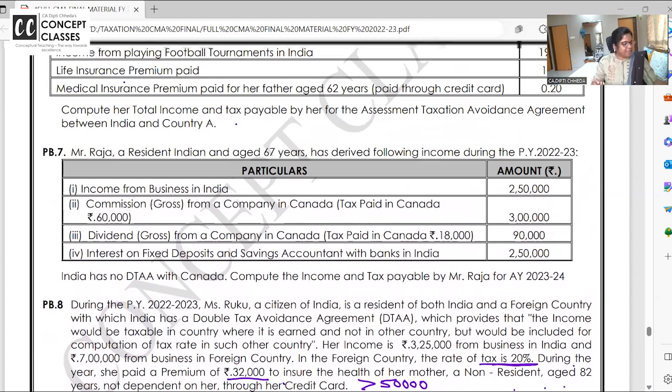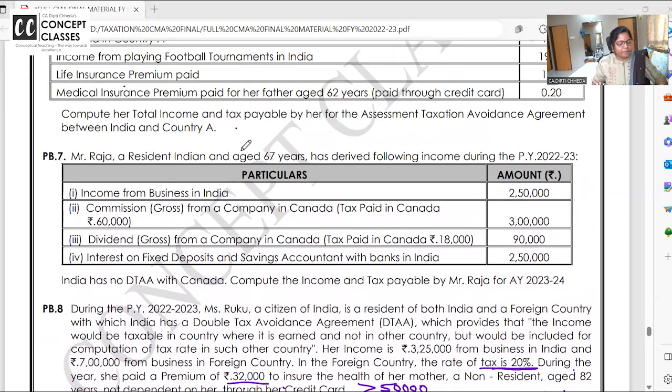Let us come back to the 7th problem now. Mr. Raja, resident and 67 years. You should know that if you are a senior citizen and in foreign country, then basic exemption is only 2,50,000. Additional basic exemption is not allowed.